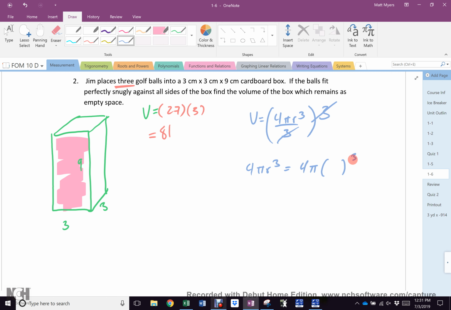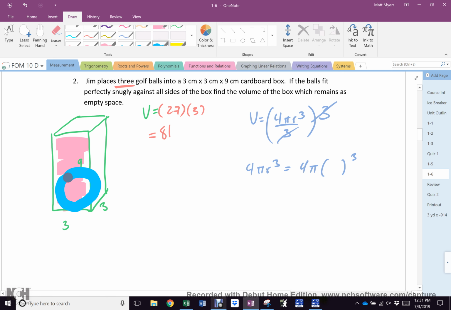Why do you think it's 3? I'm not saying if he's right or wrong. Why do you think it's 3? 3's in the question. You're absolutely correct. 3 is in the question. 3 times 3 is in the question. Okay, so we know that that golf ball is going to go in there, right?